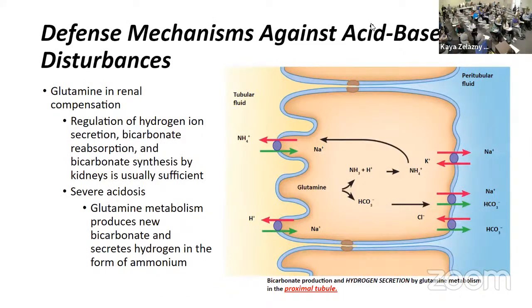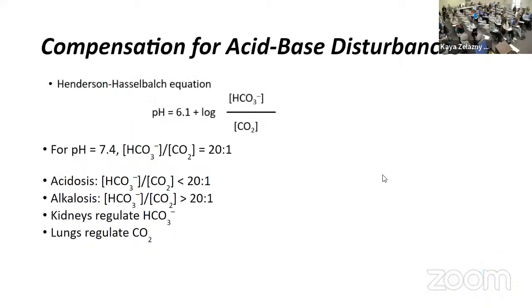Now we do have the role of something called glutamine in this process. So glutamine is going to help us regulate the hydrogen ion secretion, the bicarbonate reabsorption, and the bicarbonate synthesis. Because if we have really severe acidosis, it helps us do that synthesis of new bicarbonate, essentially. Okay. Right. So when we're thinking about compensation overall, we're thinking about the balance of ions.